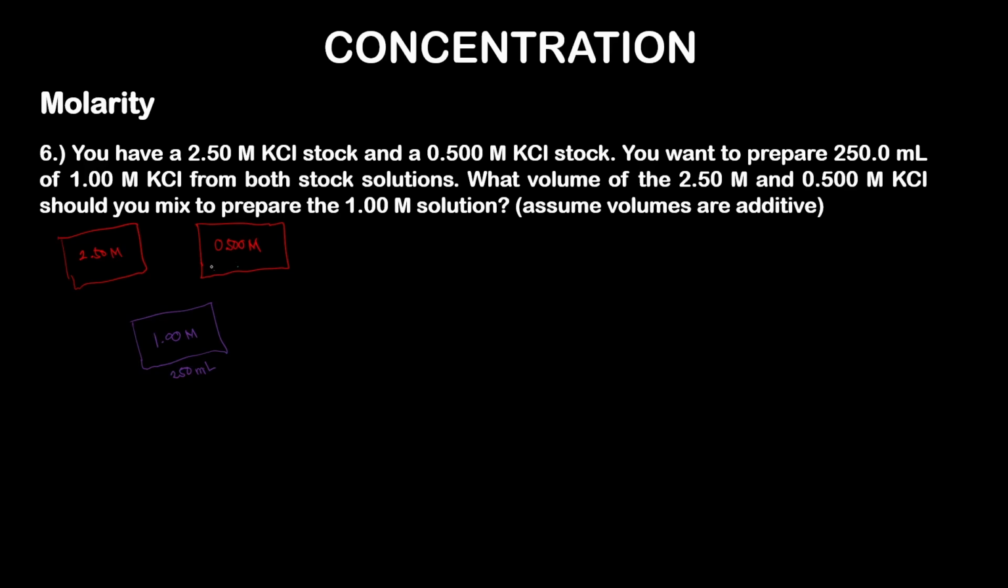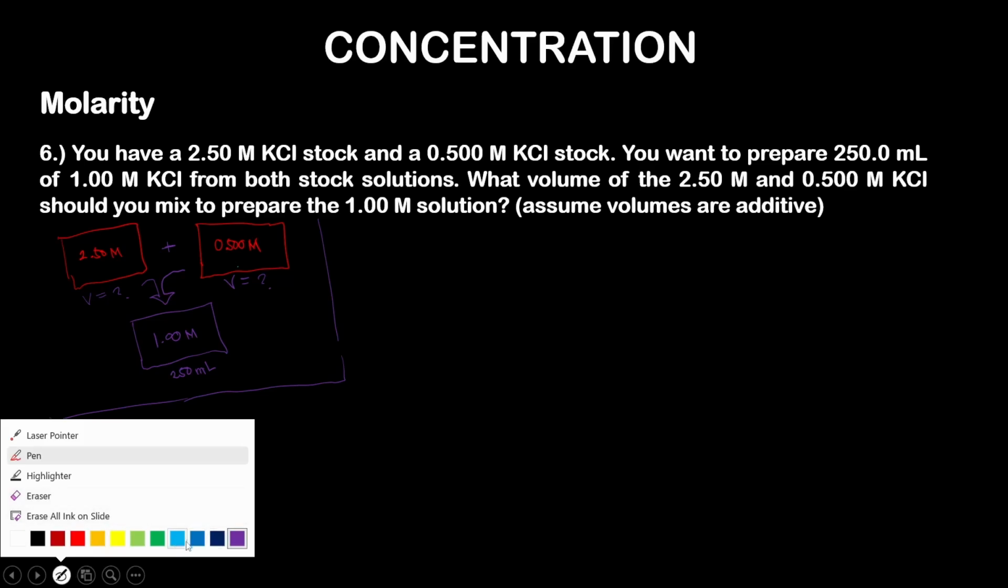And the problem is you want to make this solution out of these two stock solutions. So you want to combine this one and this one to create this. But the problem is you want to know what volume should you have from the 2.50 molar and what volume should you have from the 0.500 molar. Okay, this is the problem. So this is what we want to solve. So this is pretty hard, okay? But let's try and solve it.